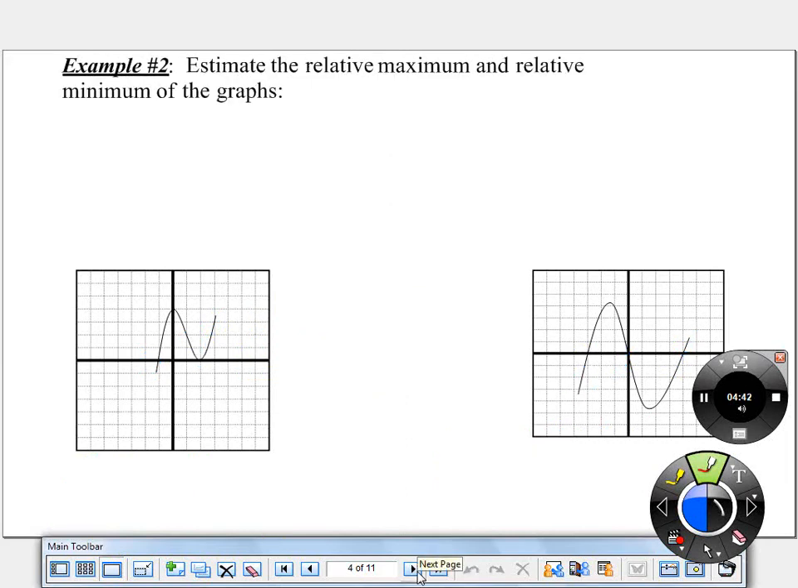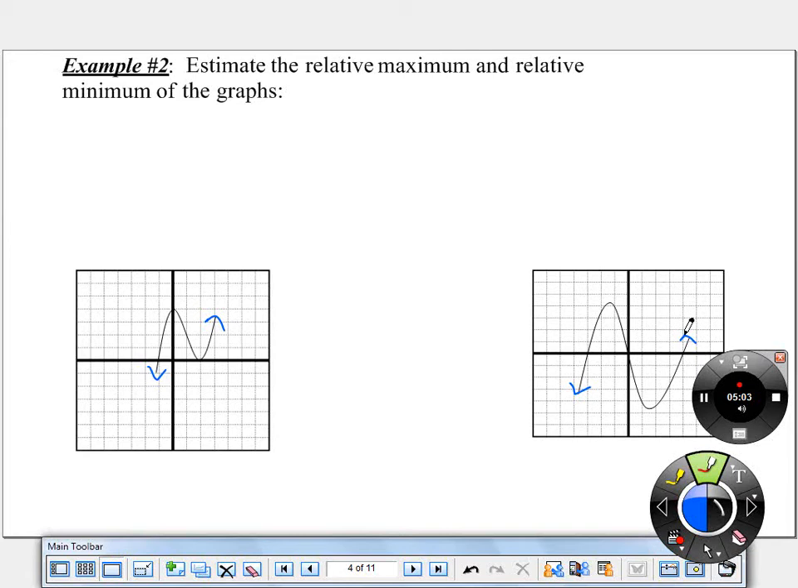All right, to estimate the relative maximum and relative minimum of the graph. So again, let's assume these graphs go on forever. I'm sorry that the arrows were not there. So then these polynomial functions don't have an absolute maximum or an absolute minimum because they have an end behavior that goes towards infinity and another end behavior that goes towards negative infinity.